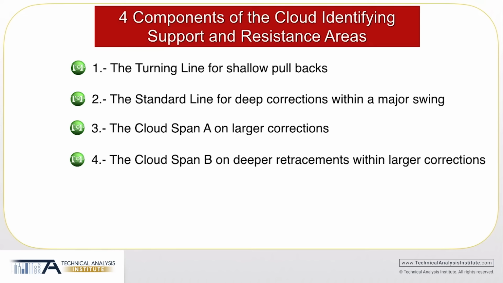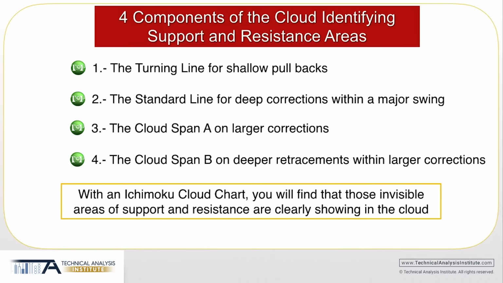Analysts and experienced traders are aware that the market often stops in places that don't show a historical level of support or resistance, a trend line, or any other sign that would have given any warning of a potential turn in the market. But if you change to an Ichimoku cloud chart, you will find that those invisible areas of support and resistance are clearly showing in the cloud.